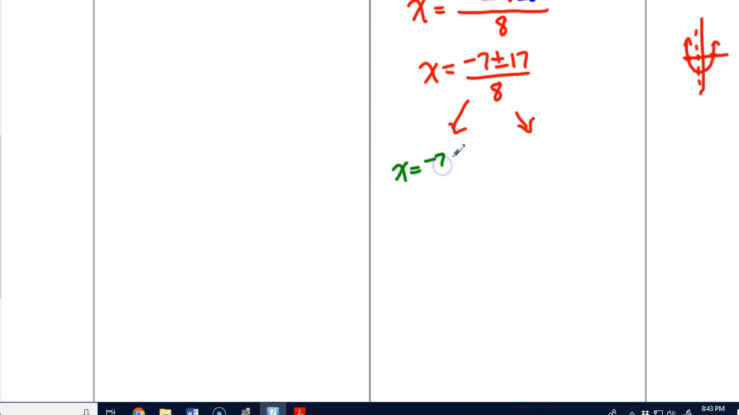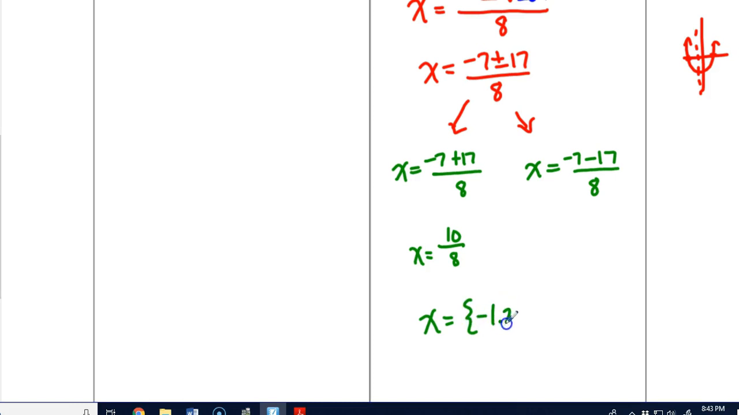X equals negative 7 plus 17 all over 8. X equals negative 7 minus 17 all over 8. And we can do this math. There are implied parentheses in the numerator. So negative 7 plus 17 is 10, so 10 over 8. Of course, that simplifies to 1.25 or 5/4. Now over on this side, negative 7 minus 17 is negative 24. That divides evenly by 8, giving negative 3.